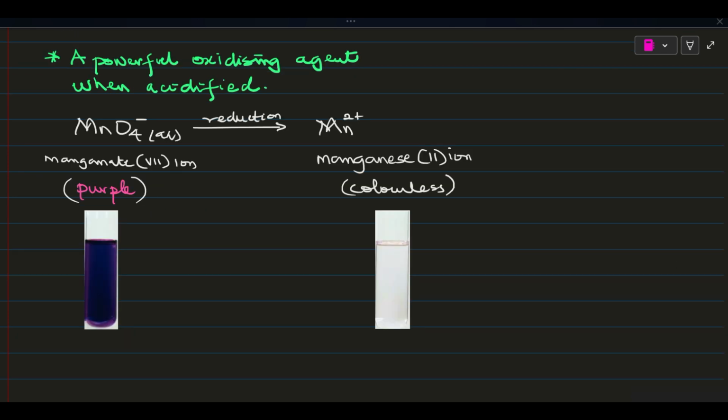Acidified potassium manganate 7 solution is purple, and when you react it with a reducing agent, it gets reduced to manganese 2 ion, and manganese 2 ion is colorless. So when you see a color change from purple to colorless, it means the substance that you react your potassium manganate 7 with is a reducing agent. So that is how to use acidified potassium manganate 7 to test for a reducing agent.